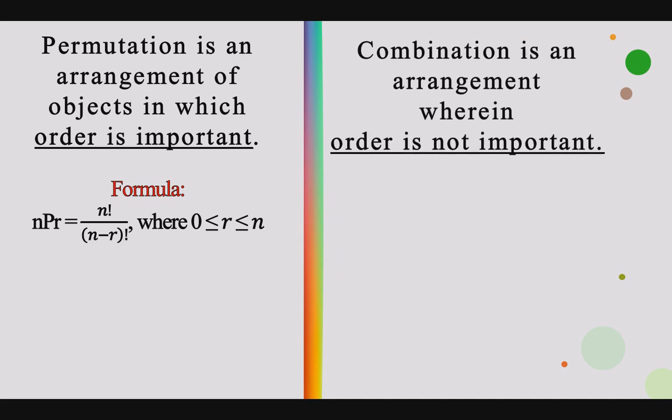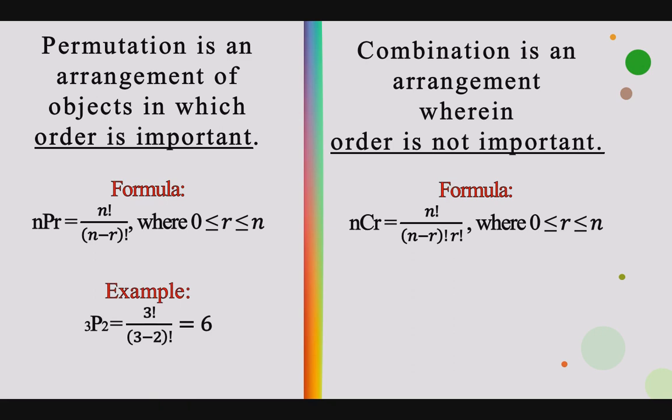While combination is an arrangement wherein order is not important. So the formula is combination of n objects taken r at a time is equal to n factorial over quantity n minus r factorial times, this is the difference, r factorial. There is a multiplier of r factorial. So, for example, if r is equal to 2 and n is equal to 3, then the permutation of 3 objects taken 2 at a time will be 6. Now, if we are talking about combination, and we substitute the values of n and r, the combination of 3 objects taken 2 at a time will be equal to 3.